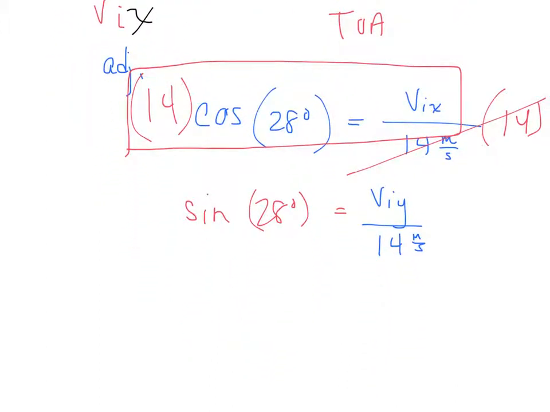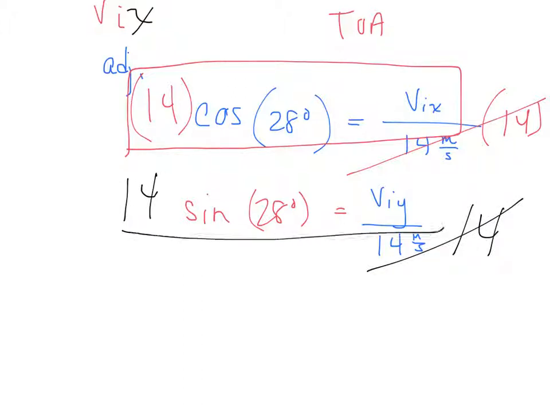And again, how do I solve this one? The same way we solved the last one. Currently, VIY is being divided by 14, so I have to multiply by 14. So when I do that, I end up getting 14 times the sine of 28. I'm going to move that 14 up by multiplying both sides by 14. Puts a 14 here and a 14 here. Those 14s cancel. This turns out to be VIY.